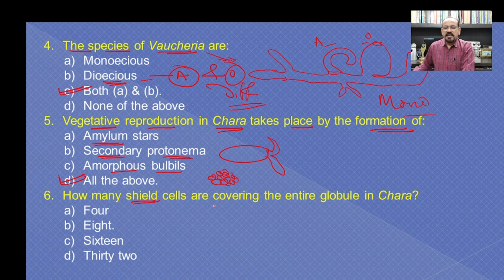Then, how many shield cells are covering the entire globule of Chara? Very simply, you might have seen the structure of Chara, and in it we observe such a condition. This is the morphological condition in which such cells are present in the outer covering. Now this outer covering is actually made up of the shield cells, and these shield cells are 8 in number, and hence B will be the correct answer for this question.